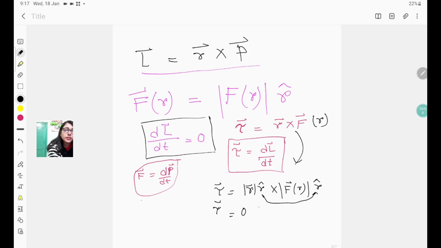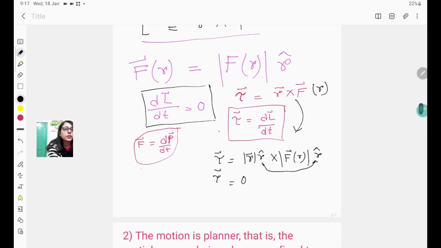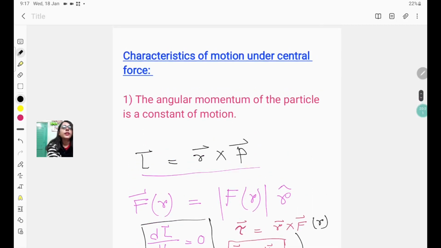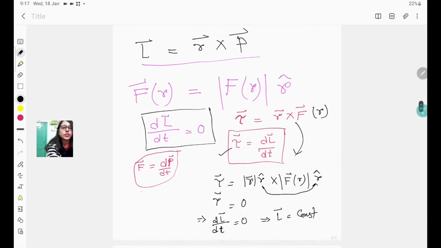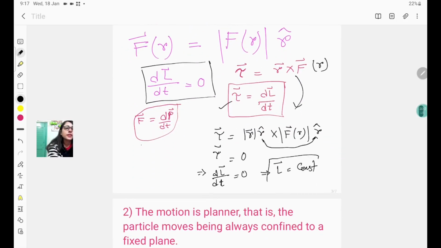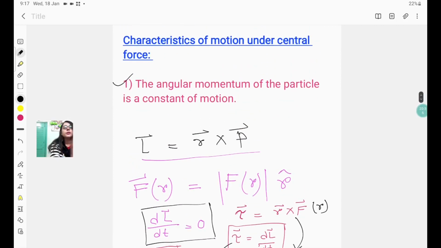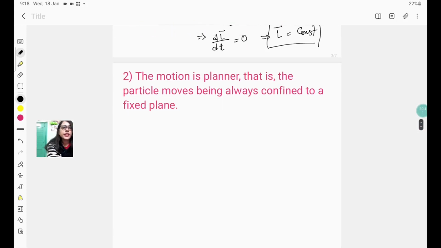So if tau is equal to 0, that means, since tau is equal to dL by dt, dL by dt is equal to 0, right? That means L is a constant of motion, and we have proved it right here. So the angular momentum of the particle is a constant of motion, or torque is equal to 0. So the first characteristic of the motion under central force is proved. Now go to the second one.